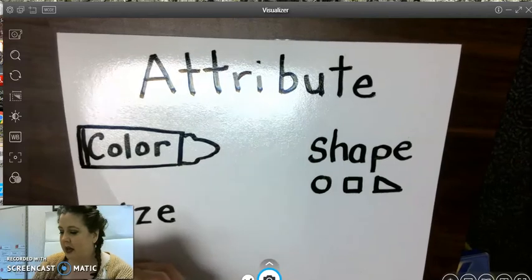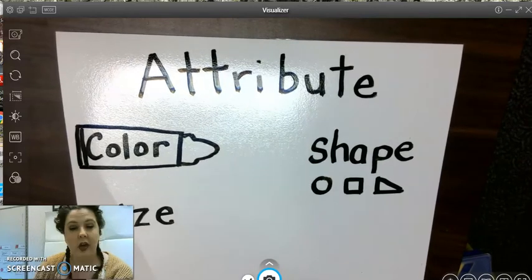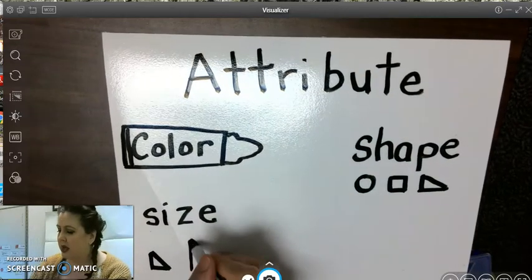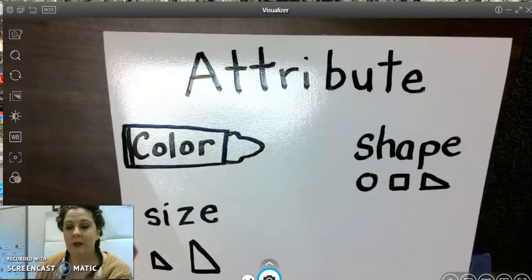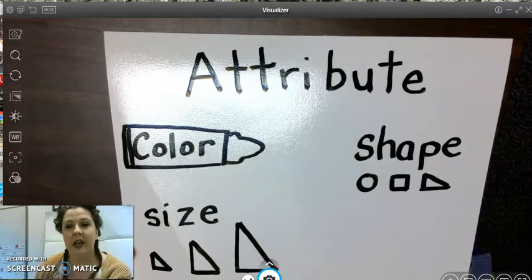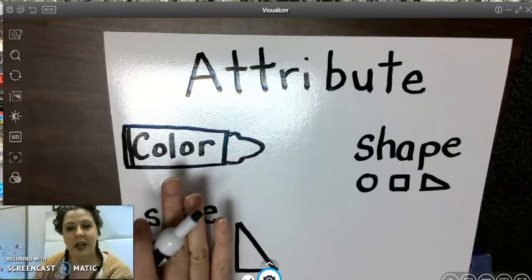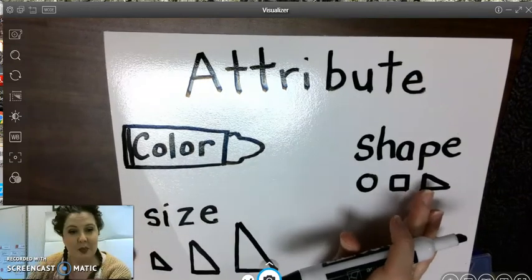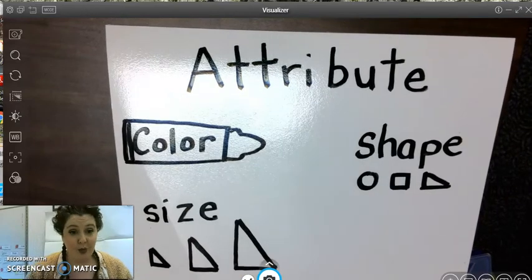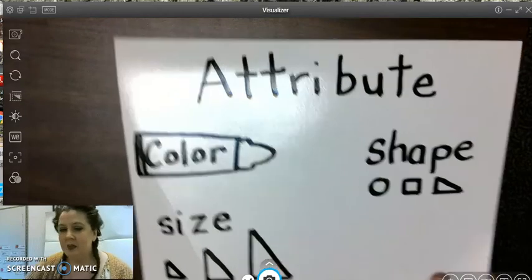Size. Is it a little bitty triangle, a small triangle? Is it a medium-sized triangle? Or maybe perhaps it is a great big large triangle, okay? So we have talked about the color being an attribute of an object, the shape being an attribute, and the size. We're going to use those three attributes and maybe some more that you come up with today to sort a collection of objects.